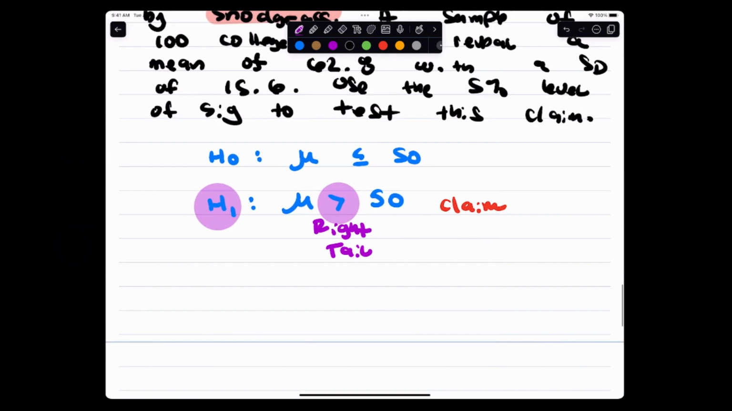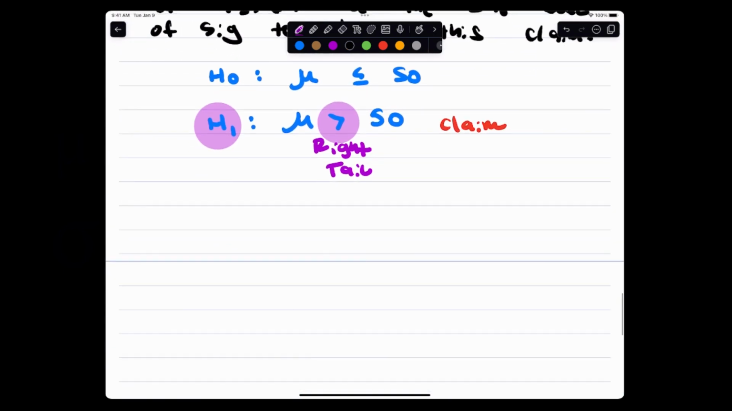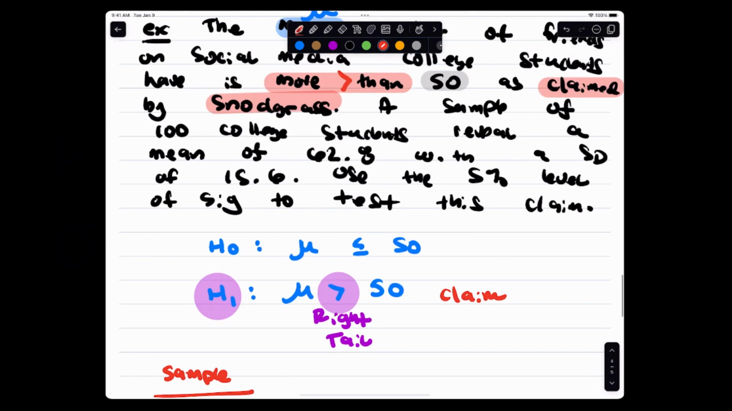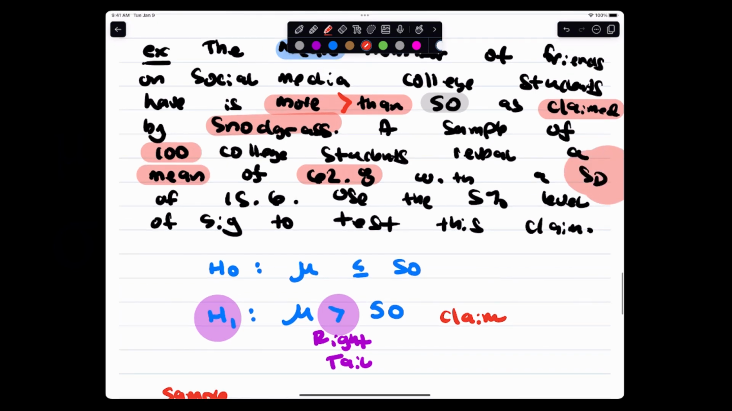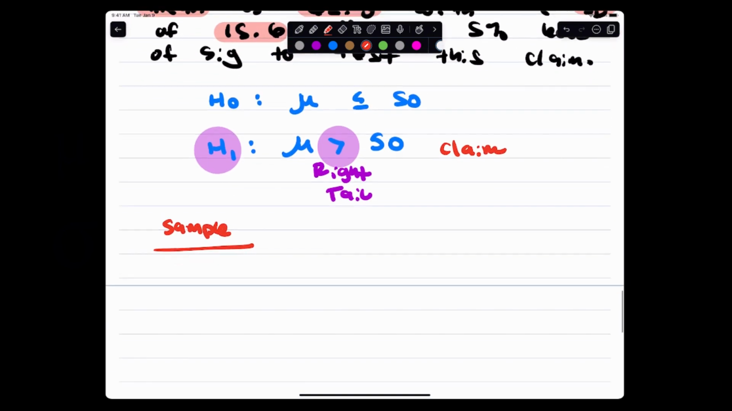All right, now let's read and get our sample information. So we're going to write down the sample information. And as we read, what does it say? A sample of what? 100 college students reveal a mean of what? 62.8 years. I'm sorry, friends. Standard deviation of what? 15.6.